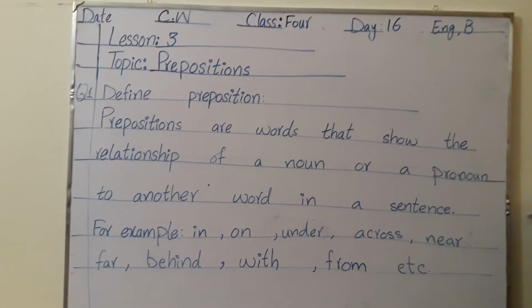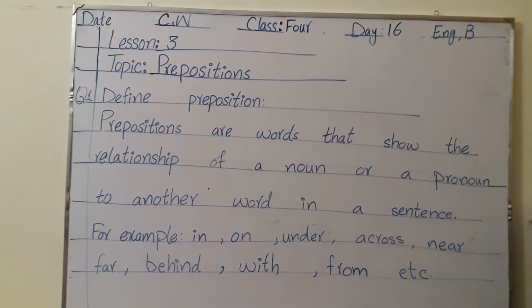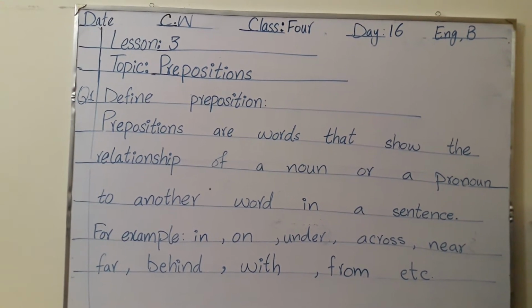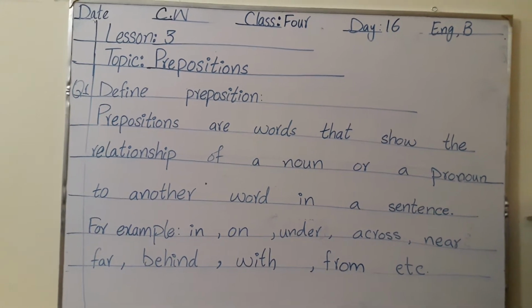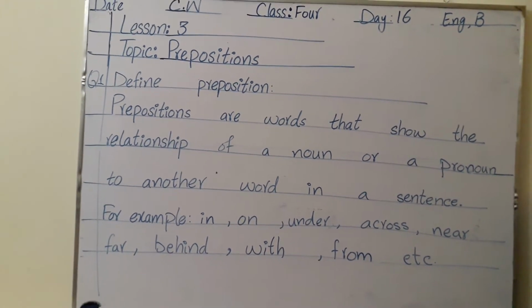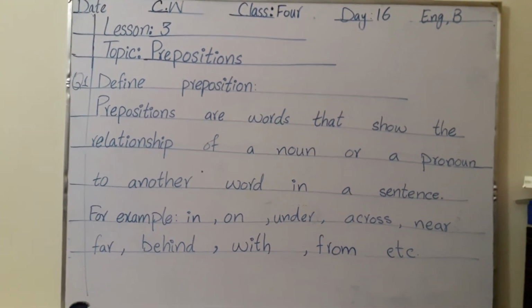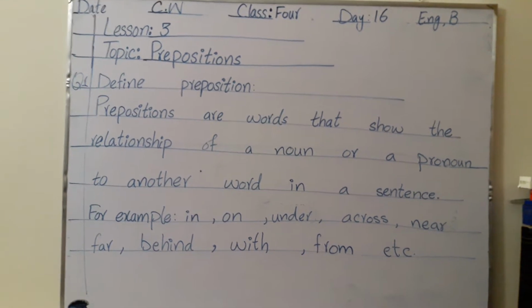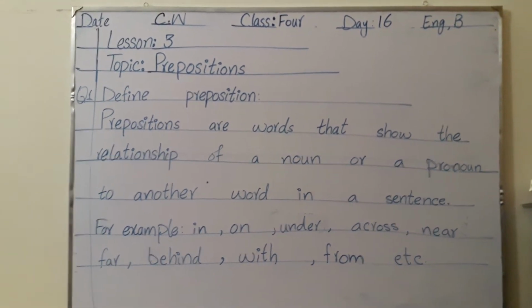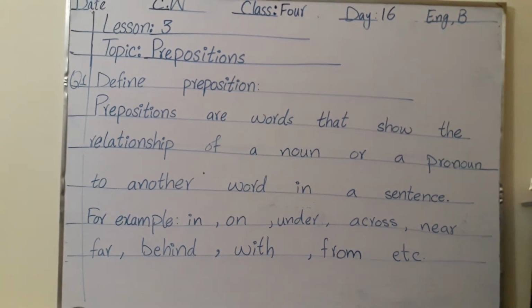Prepositions are words that show the relationship of a noun or a pronoun to another word in a sentence. For example, in, on, under, across, near, far, behind, with, from, over, above, below, up, down, etc. are prepositions. Note down this definition in English B notebook.